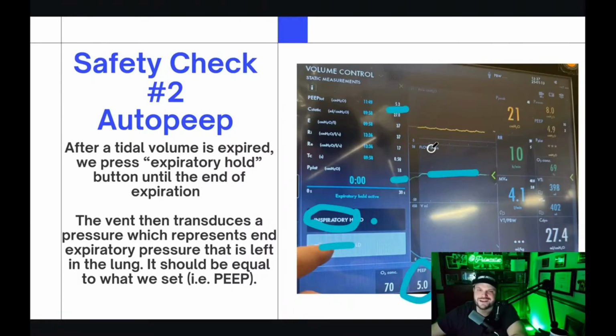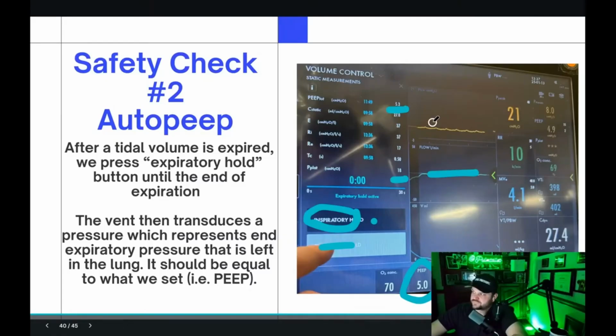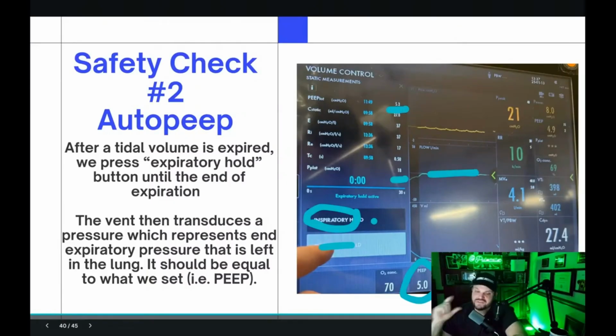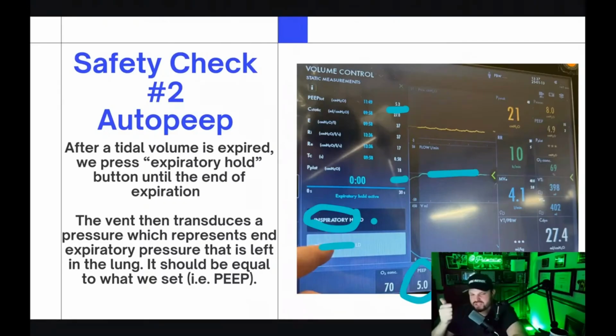The Puritan Bennett and the Hamilton are all different. So if you're somewhere and you don't have servos and you have Puritan Bennetts, just ask RT or someone else to show you where all this stuff is. But it's going to give you total PEEP. To get auto PEEP, you subtract your set PEEP from your total PEEP. Whatever that difference is, that's your intrinsic PEEP, your auto PEEP.